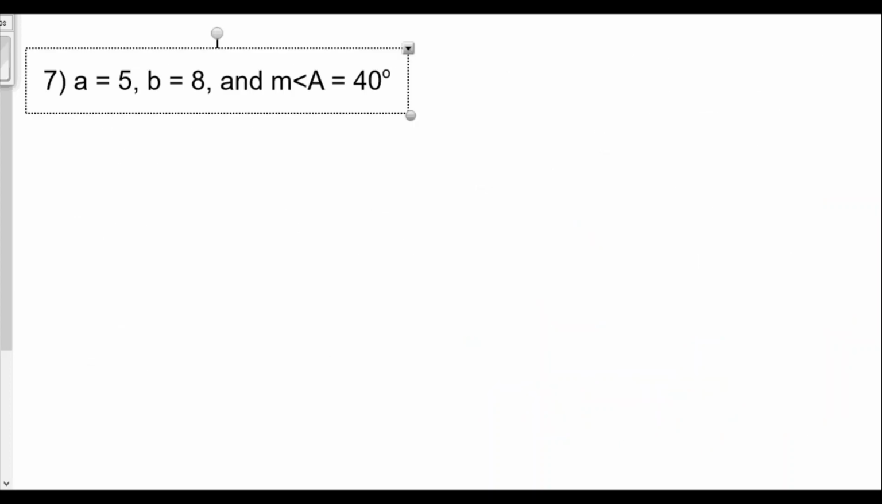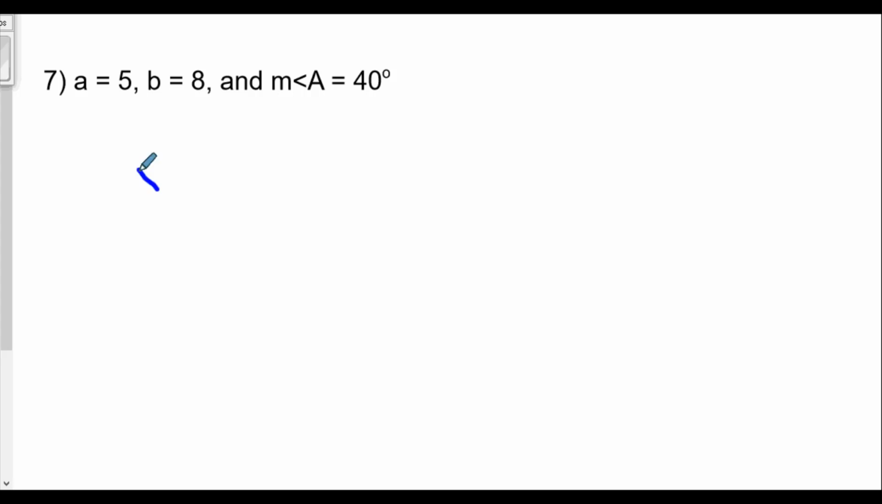Okay, and finally, in this case, we have number 7. So number 7 is the following. Let's make sure I get that here. Okay, so we have a is 5, b is 8, and the measure of angle A is 40. Sorry about that, straight mark.